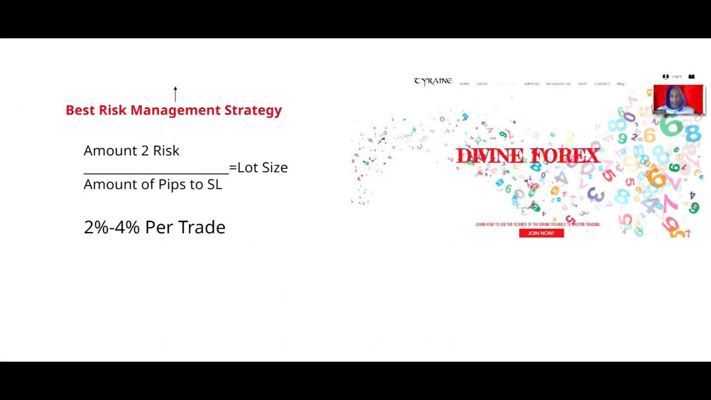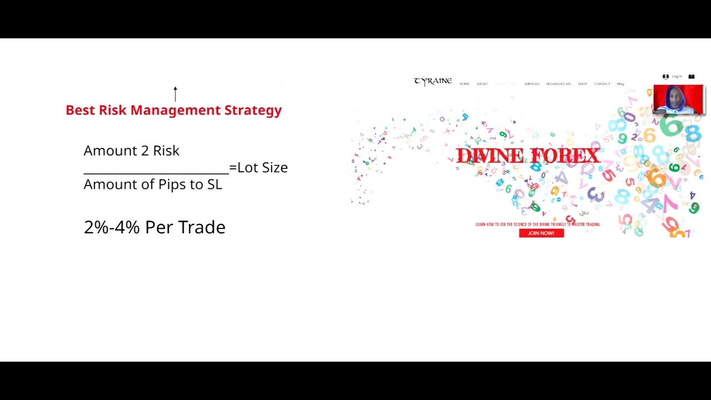When we look at this strategy here, 2 to 4%, like I said, 4% is what I like on smaller accounts. 2% if I have a bigger account. So if I got $300,000, then yeah, I might be doing 2%. But if I got a couple of $100, I'm going with 4%. And that's how you calculate your lot size.